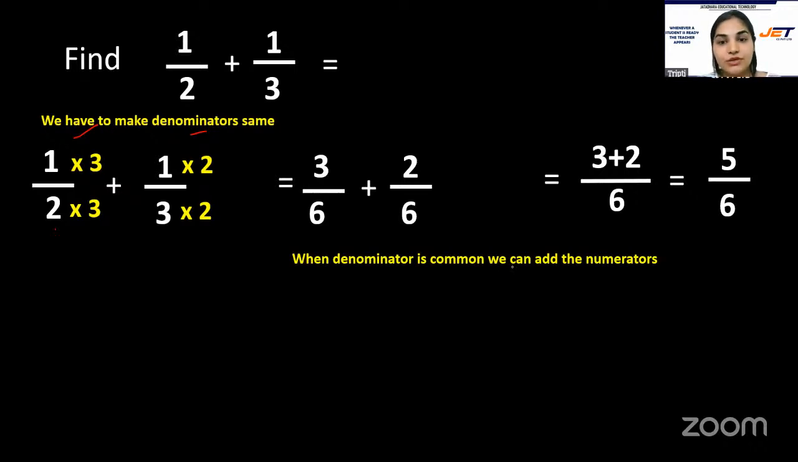When the denominator is common, means same, we just add the numerators, not the denominators. And when the denominators are not same, you need to make them same. Then only you can add the fractions or subtract.